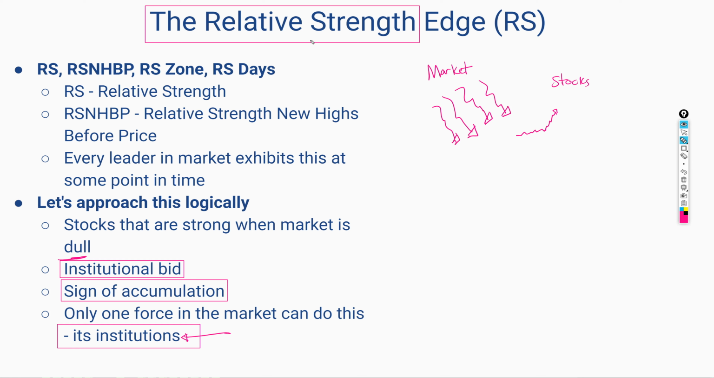And the RS edge basically tells us that these are the stocks that are outperforming. And one of the things that you'll notice is pretty much every leader in the markets, or every eventual leader in the markets, will always exhibit relative strength at some point in time, either in an uptrending market.